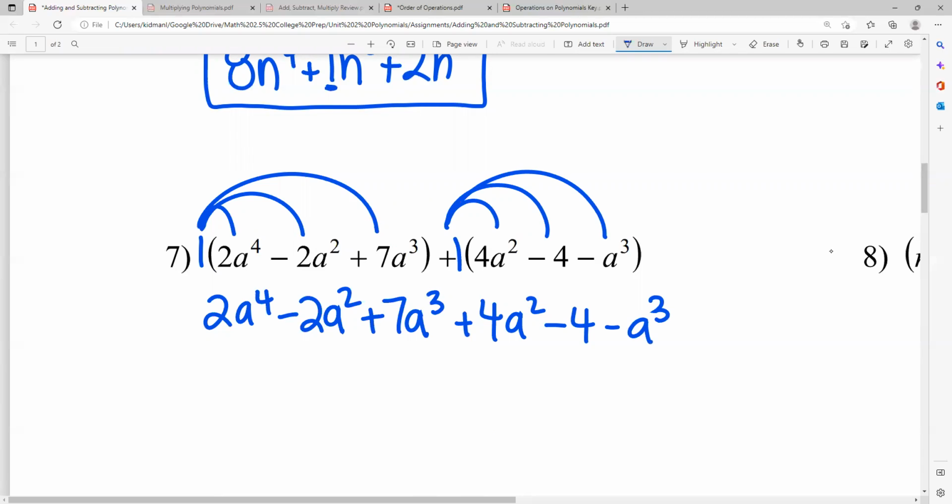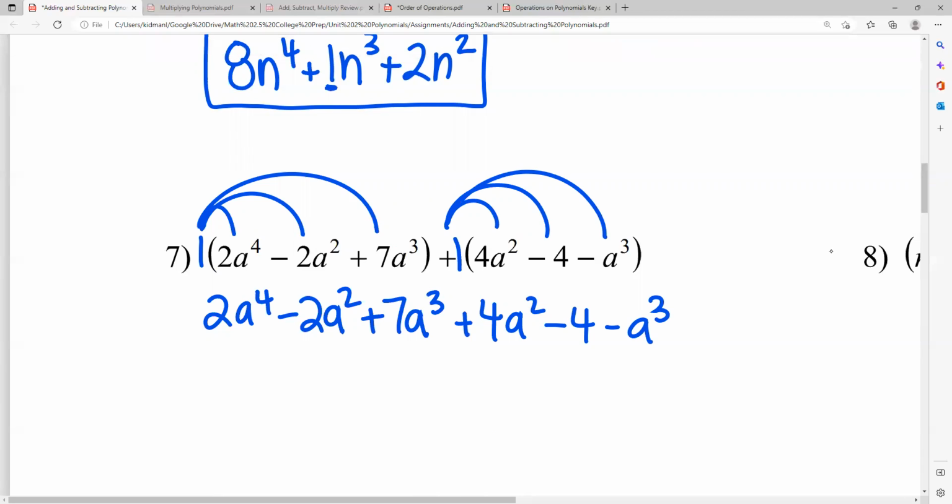Now we're lucky enough that we get to combine the terms together that look alike. We've got 2a to the 4th, but one term with an a to the 4th, so we'd write 2a to the 4th. We've got two terms with an a to the 3rd. We've got the 7a to the 3rd and then negative a to the 3rd. Remember, this is really the same as a negative 1a to the 3rd. So 7 minus 1, or 7 plus negative 1, is going to give us a positive 6a to the 3rd.